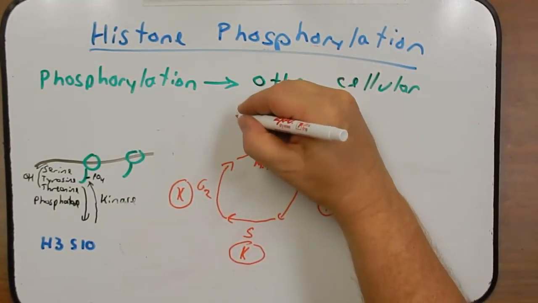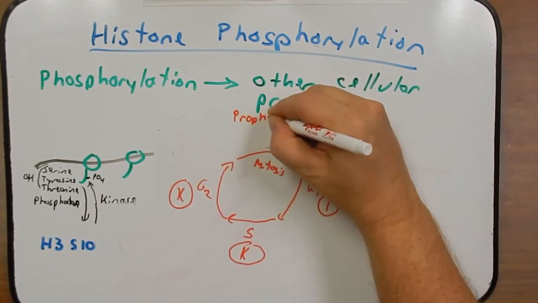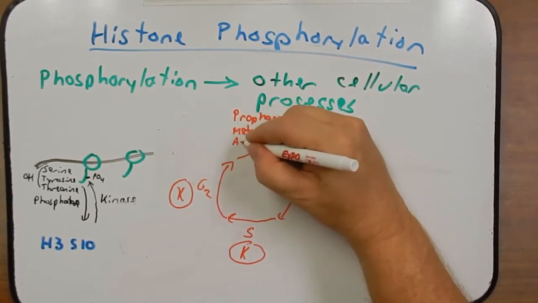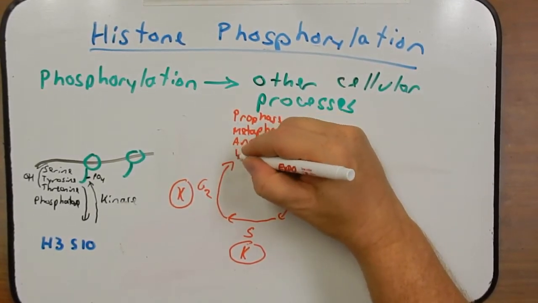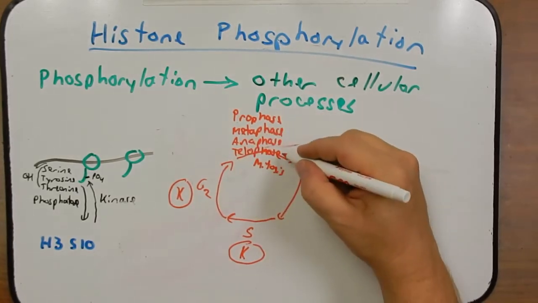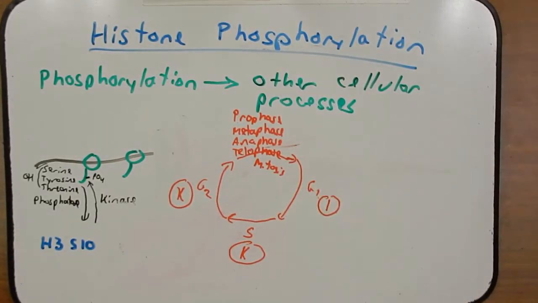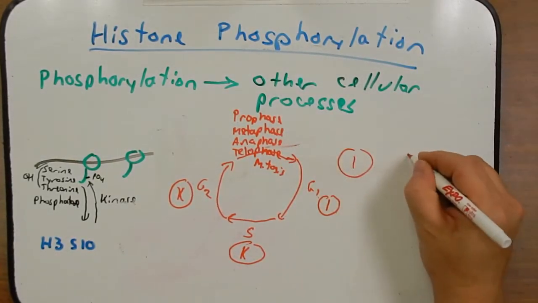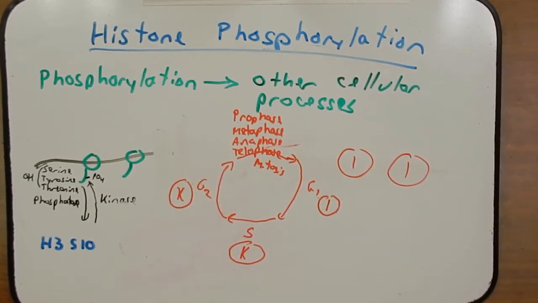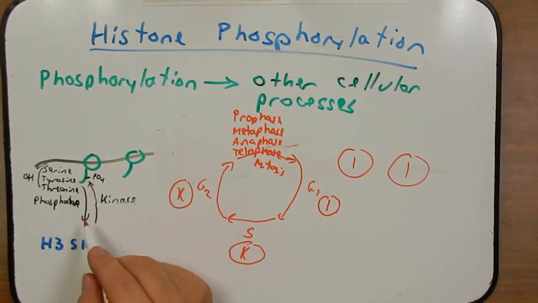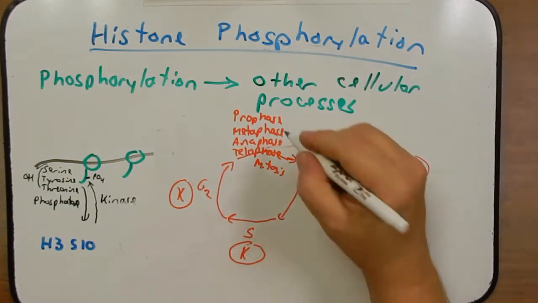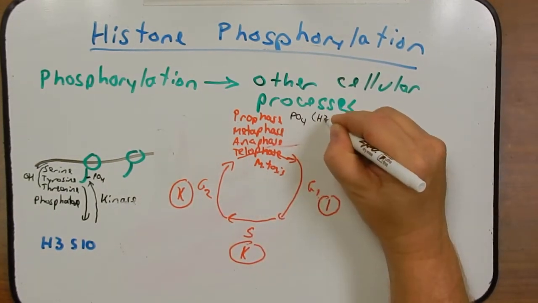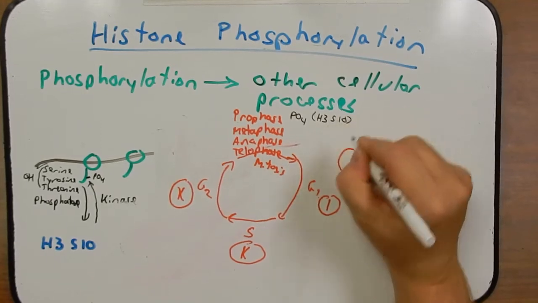In mitosis, it goes through prophase, metaphase, anaphase, and telophase. And then the cells separate during cytokinesis, and you end up with two cells, each with that chromosome in them. So why do I bring up the cell cycle? We notice that this serine on this histone 3 here is phosphorylated, or begins to become phosphorylated, in the prophase stage. Histone 3, S10 is phosphorylated.